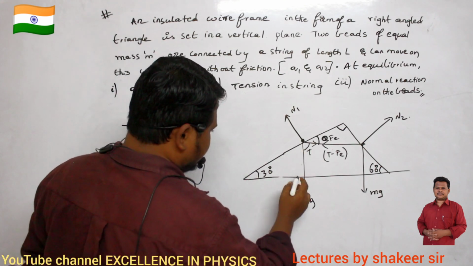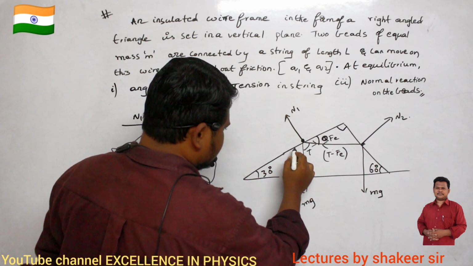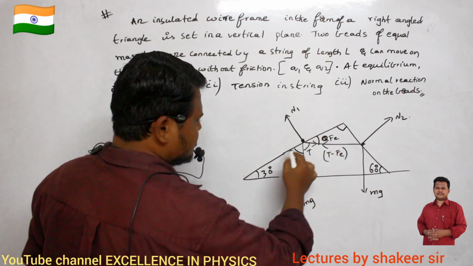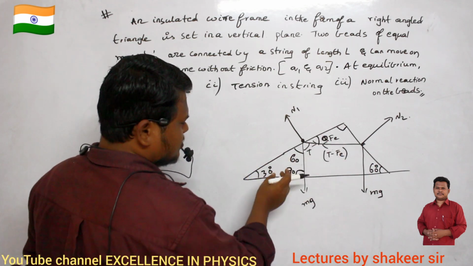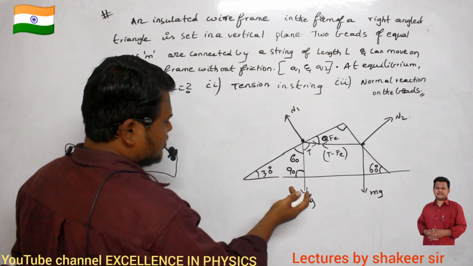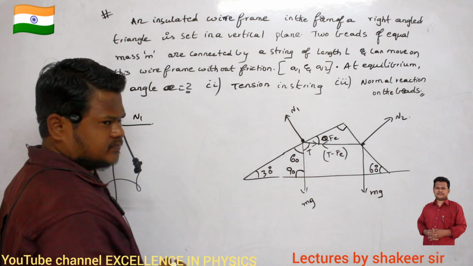So this is 30. This angle is 90. And what is this angle? This angle will again become 60. So the total angle in a straight line is 180 degrees, no? So from 180, if you remove 60, 120 will be there, no? So then what is this angle? 120 minus alpha. That's all, no?